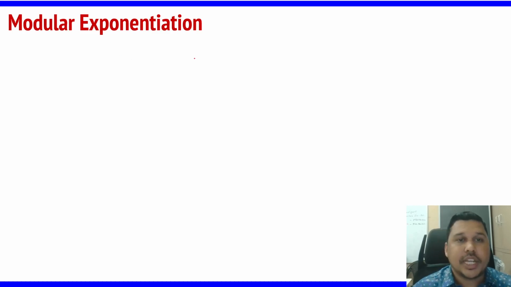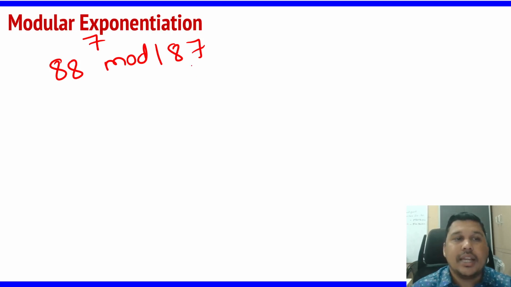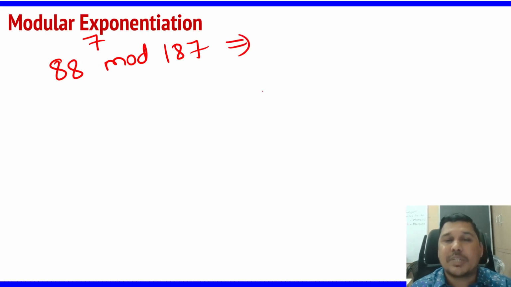Okay. The next question here is 88 power 7 mod 187. I want to calculate this. Now, I will try to reduce this 88. What is our first principle? You try to simplify this expression. How to simplify?